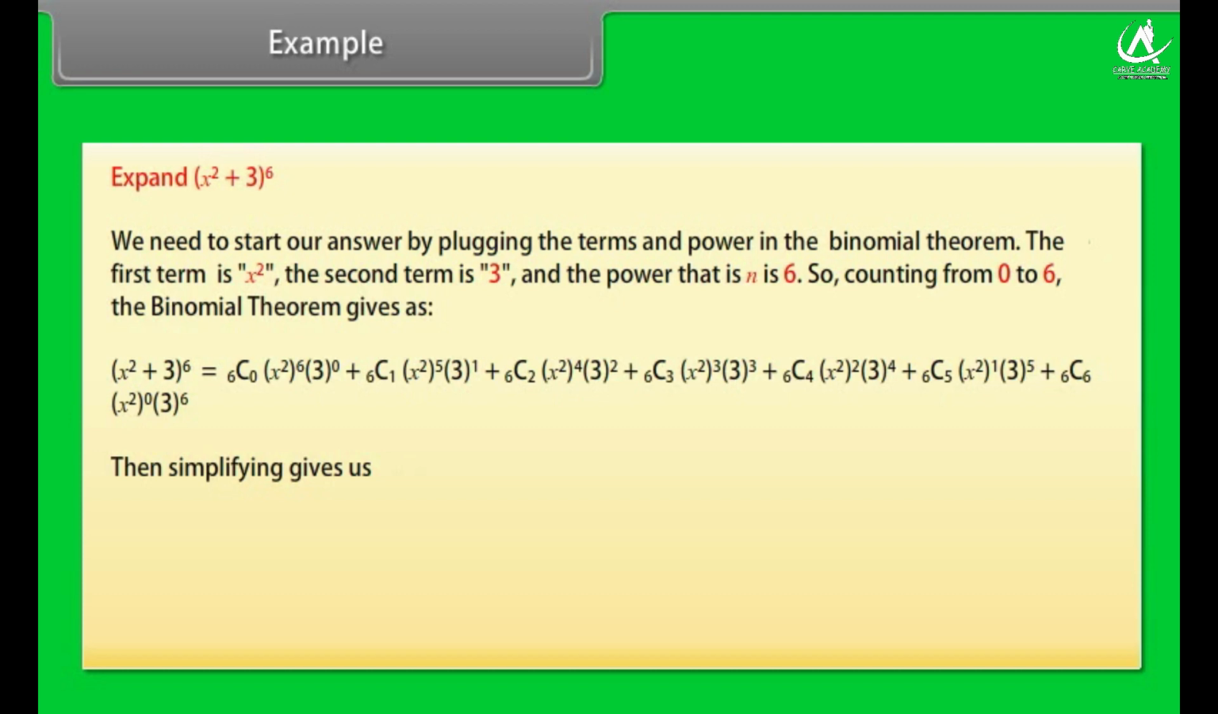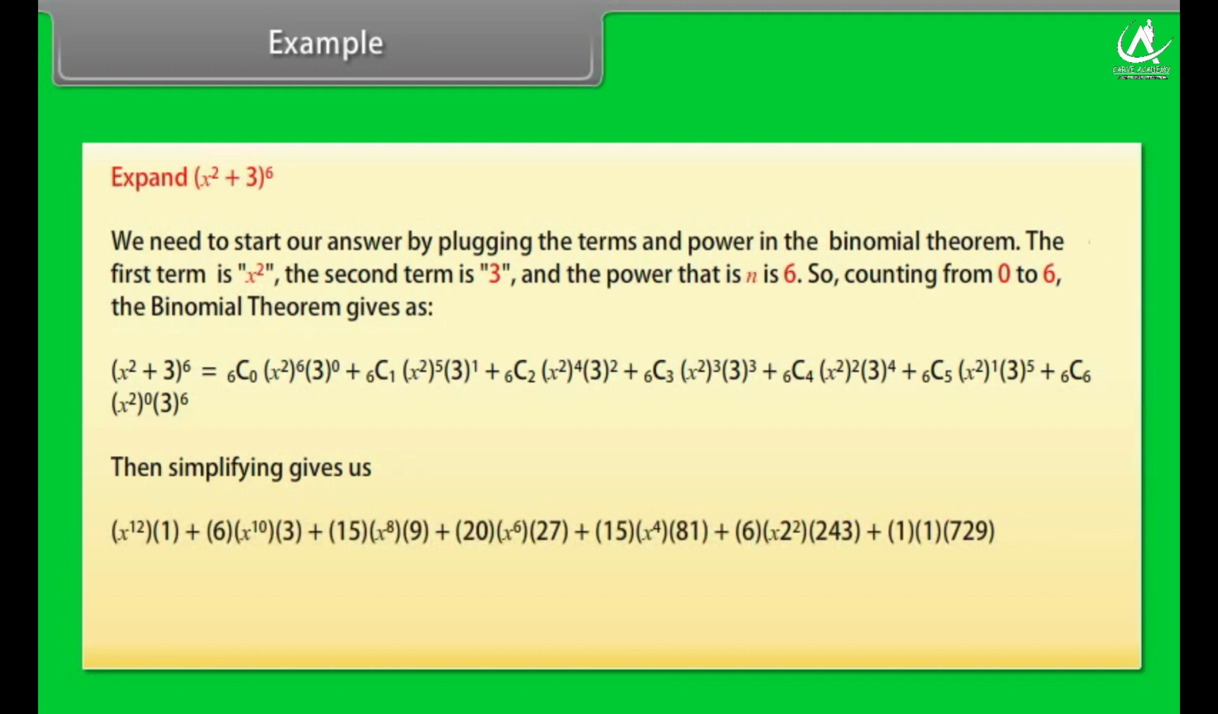After simplification, we get x^12 plus 18 into x^10 plus 135 into x^8 plus 540 into x^6 plus 1215 into x^4 plus 1458 into x² plus 729.